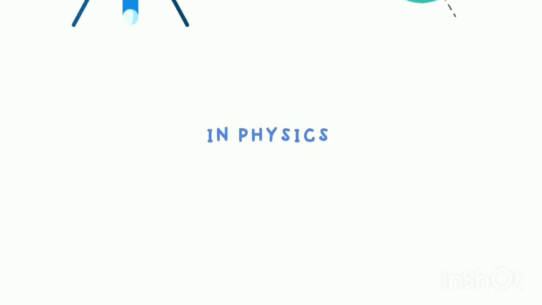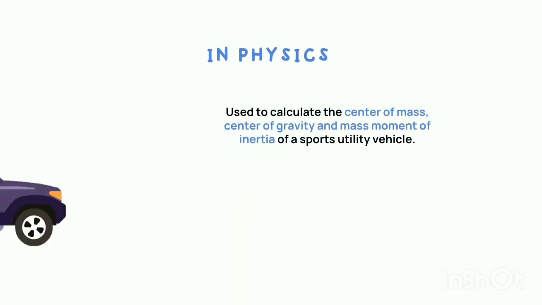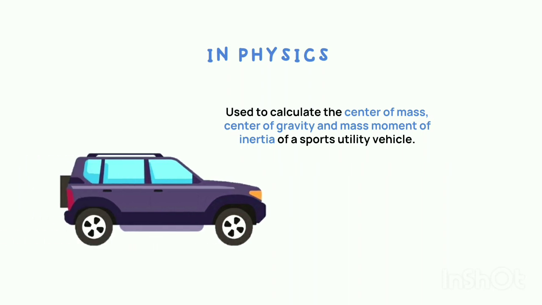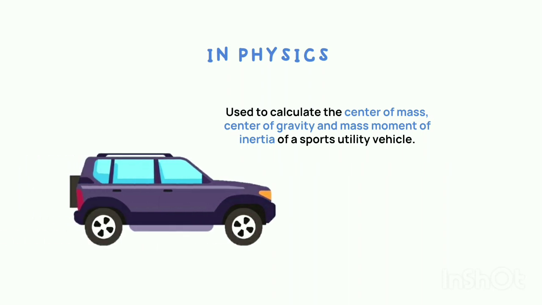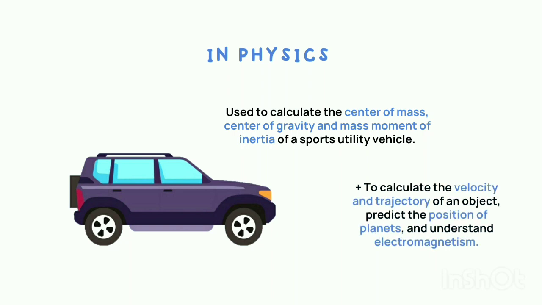Integration is very much needed in physics too. For example, to calculate the center of mass, center of gravity, and the mass moment of inertia of a sports utility vehicle. Other examples of integration use are to calculate the velocity and trajectory of an object, predict the position of planets, and understand electromagnetism.